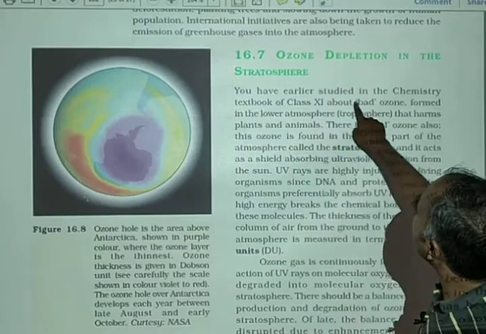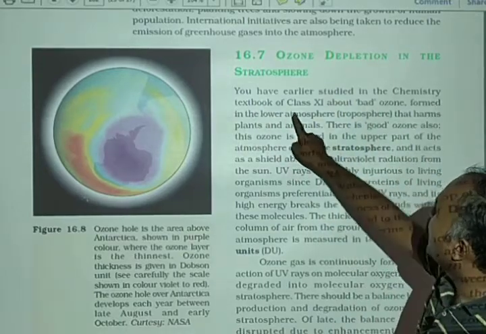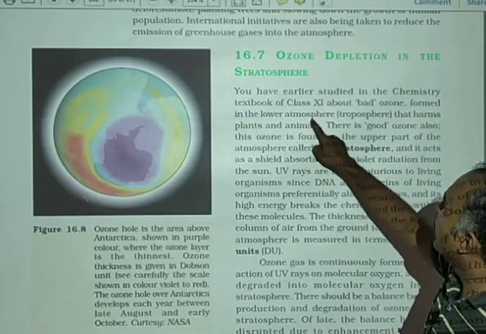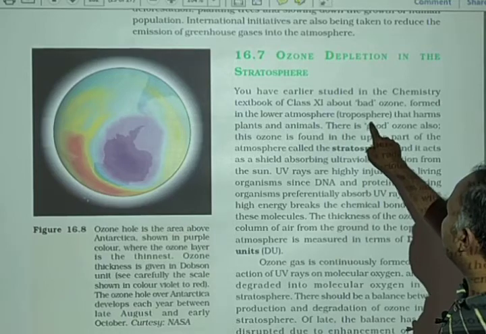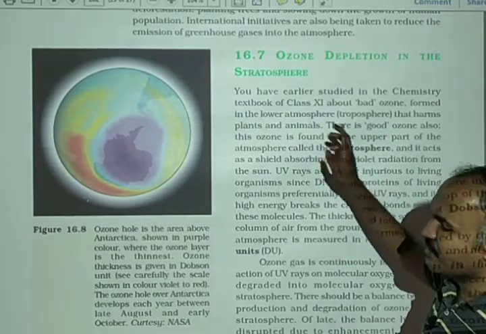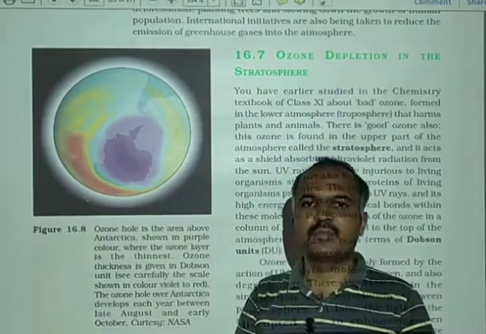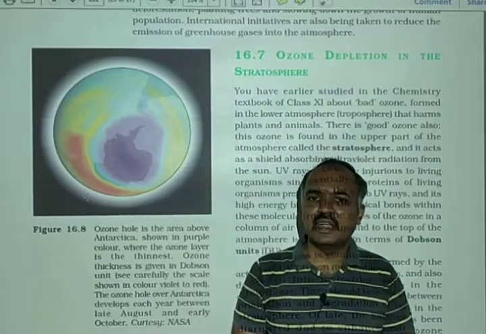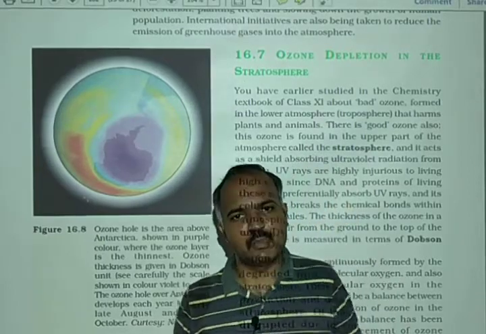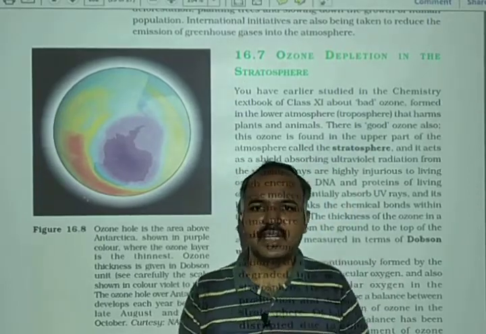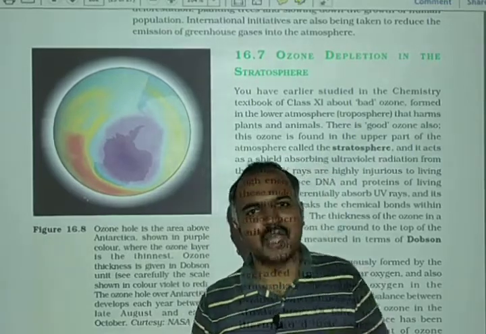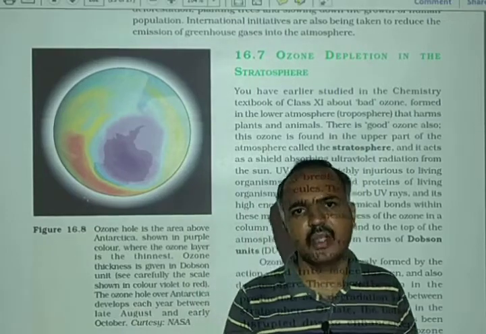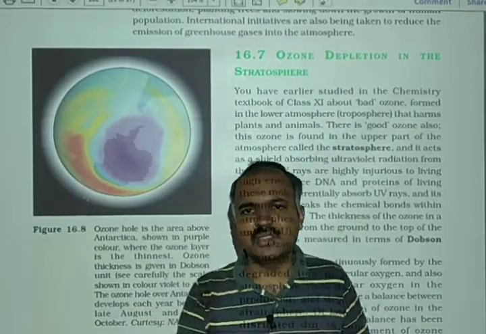You have earlier studied in the chemistry textbook of class 11 about the bad ozone formed in the lower atmosphere, in bracket troposphere, that harms the plants and animals. Actually there are two types of ozone: good ozone and bad ozone. Bad ozone is present in the troposphere layer of the atmosphere, and that causes harm to animals and plants.